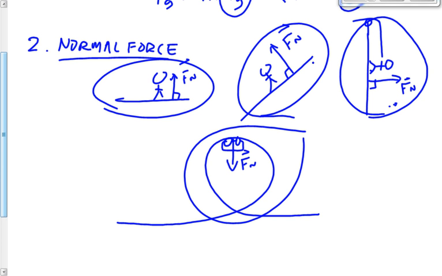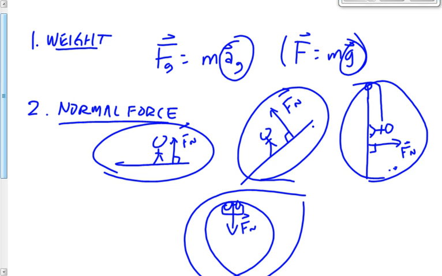By the way, I didn't mention this yesterday. The normal force is how heavy you feel. Your weight is how heavy you are. The normal force is how heavy you feel. We'll call the weight your actual weight. We could call the normal force your apparent weight.